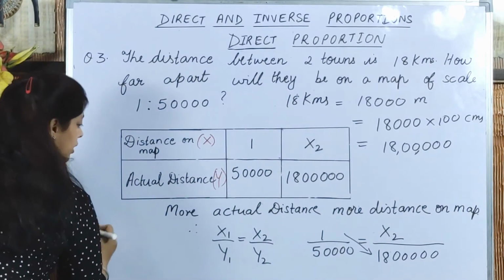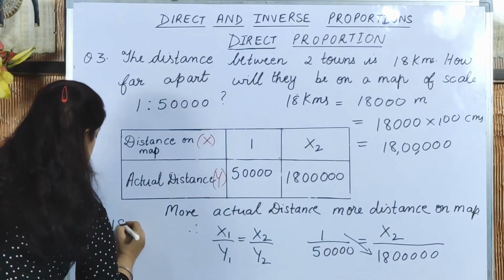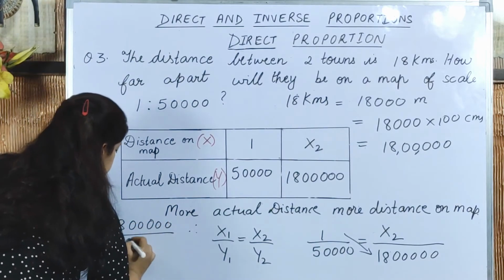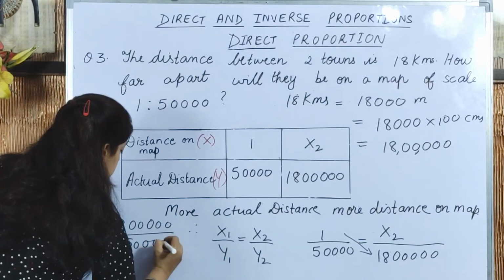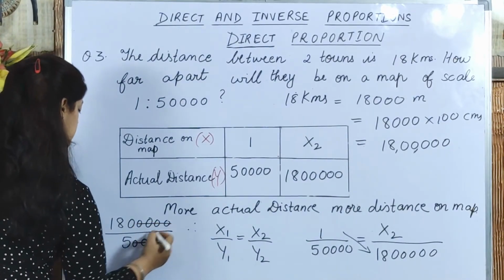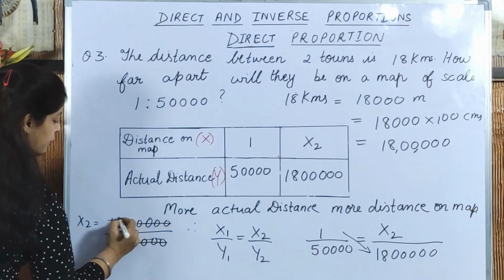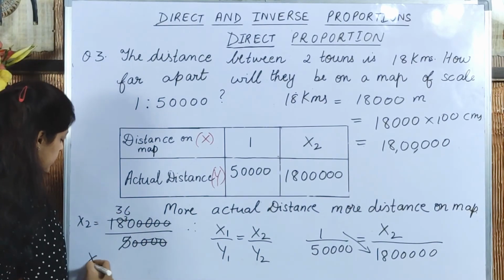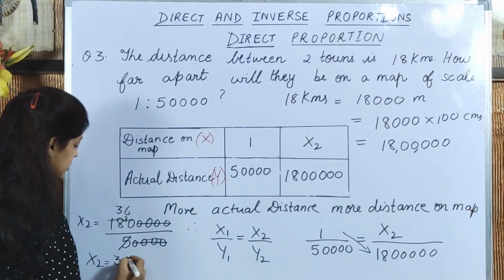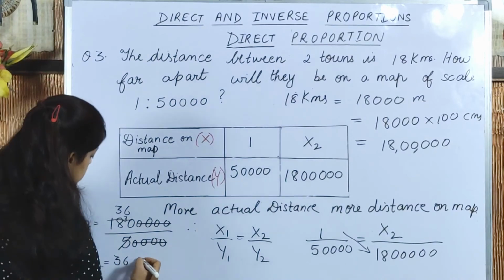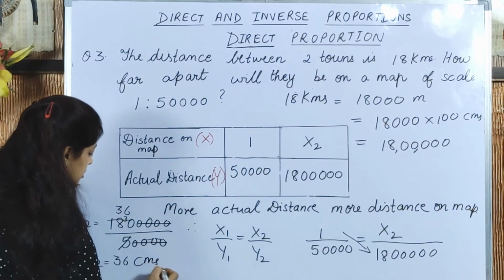Value of x2 will be 18 lakhs divided by 50,000. So 4 zeros get cut. 5 ones are 5, 5 3s are 15, this is 18, 5 6s are 30. So x2 is equal to 36. That is, x2 is the distance on map, which is 36 centimeters.